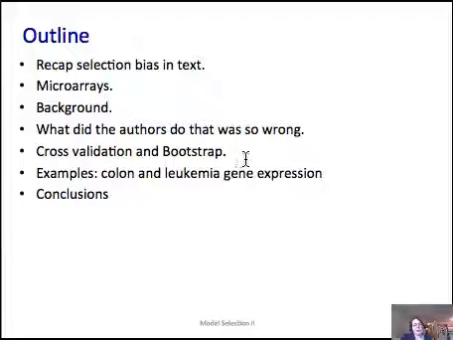Cross-validation and the bootstrap. Now, we've talked about these methods, but I always say it's good to see things more than once. Sometimes you see things in a different way and you're like, oh, I understand. And so we're going to go through their presentation of cross-validation and bootstrap. Then we're going to look at colon and leukemia gene expression data. These are two very famous data sets that are still used today. And then finally we'll wrap up with some conclusions. So let's get started.